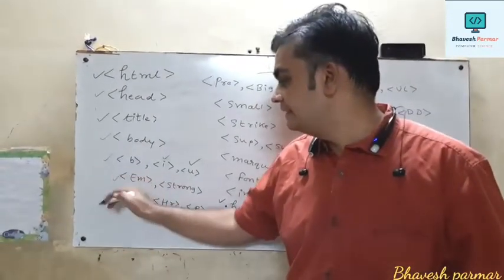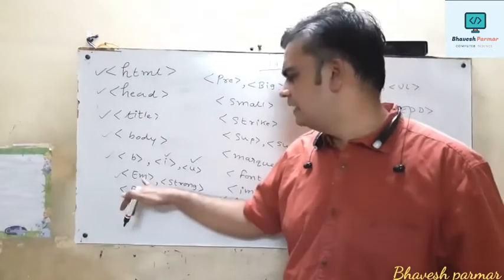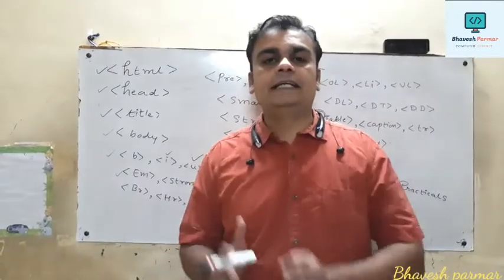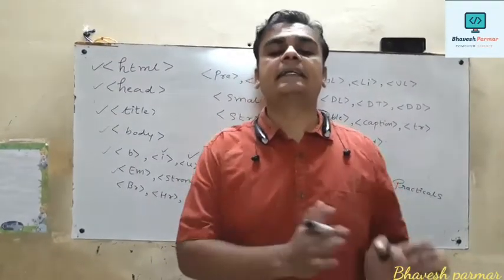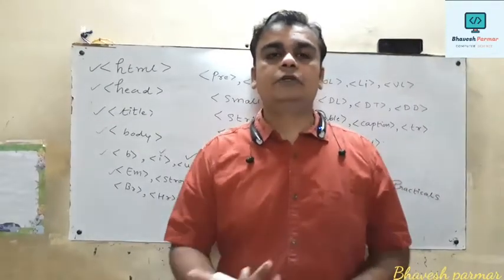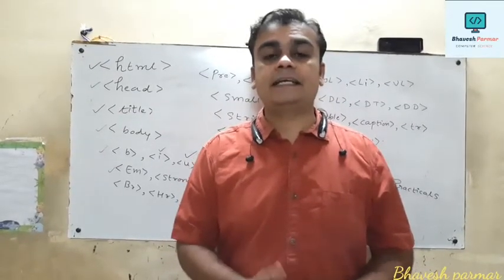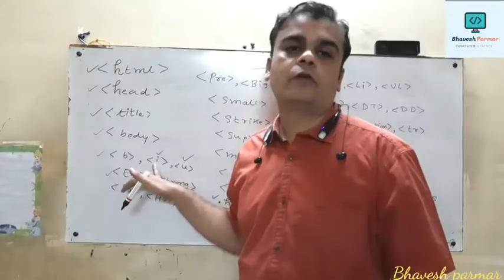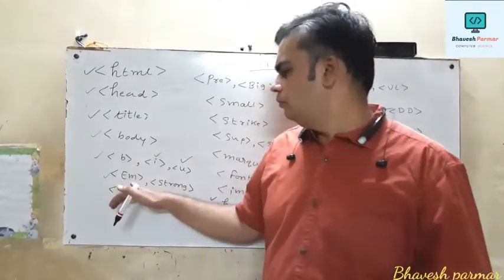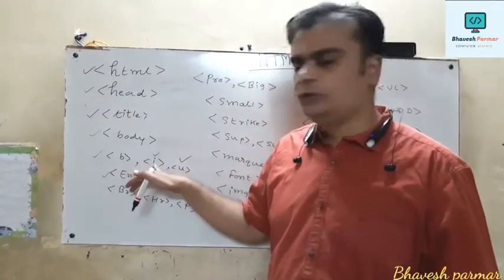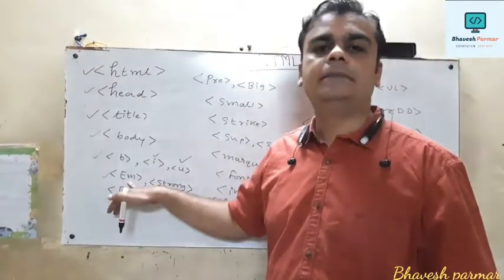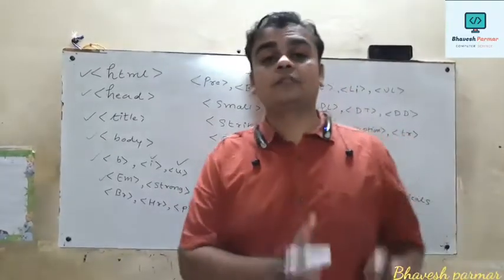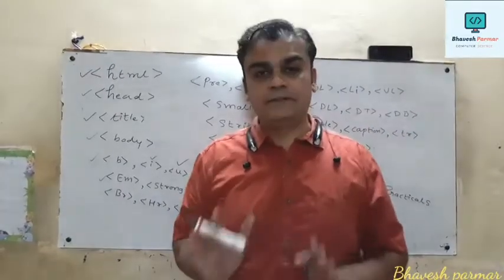Thereafter the next tag is the EM tag, or you may also call it an alternative tag for the I tag. EM stands for emphasis, and it displays the text in italic style. Sometimes when we use text to speech format, in that case it displays the text in italic style, which is not possible for the I tag. Generally most people use either the I tag or the EM tag, but the EM tag's working is almost the same, but when we use text to speech, in that case it is beneficial.